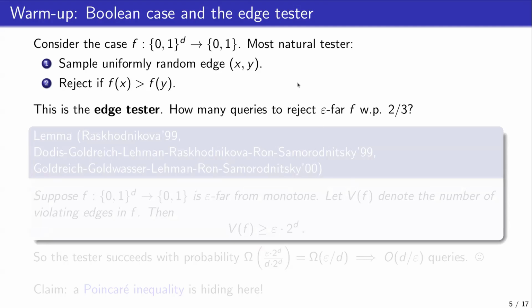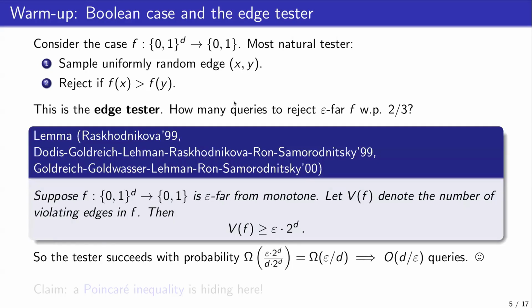So let me tell you about this very natural tester called the edge tester on the Boolean cube. What it does is the following. It samples a uniformly random edge from X to Y, so Y is obtained by flipping one bit of X from 0 to 1, and it rejects if that edge violates monotonicity, meaning that f of X is greater than f of Y. So this tester never rejects monotone functions, but the question is, if the function is epsilon far from monotone, how many queries do I need in order to reject with some good constant probability?